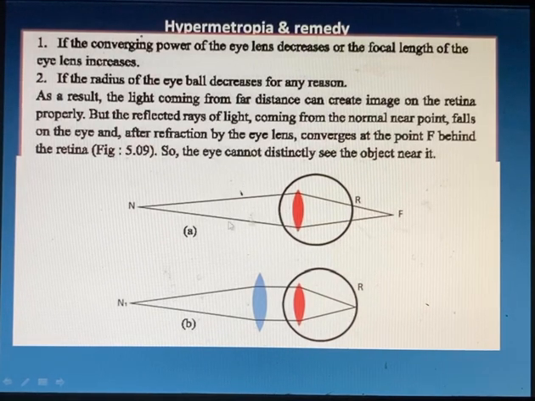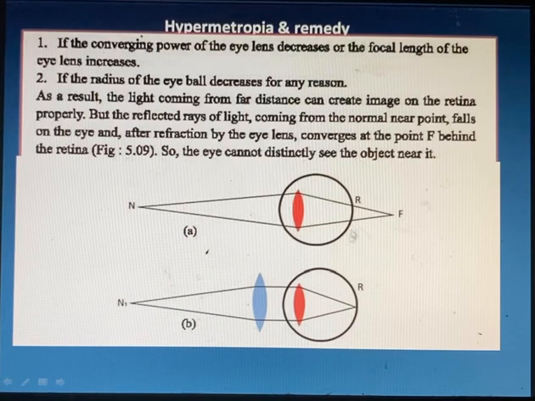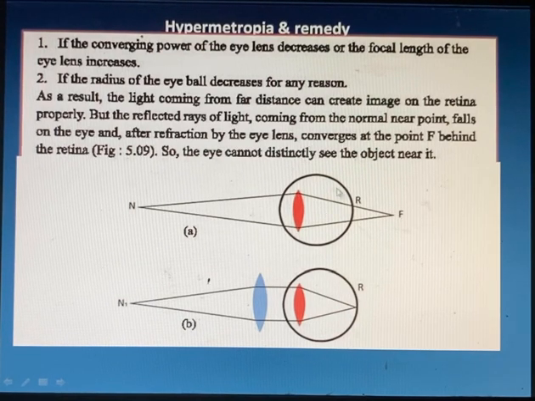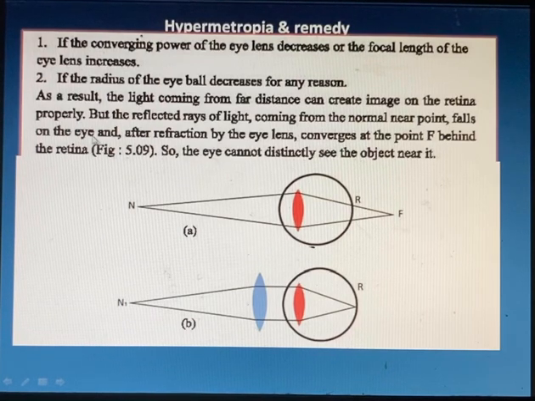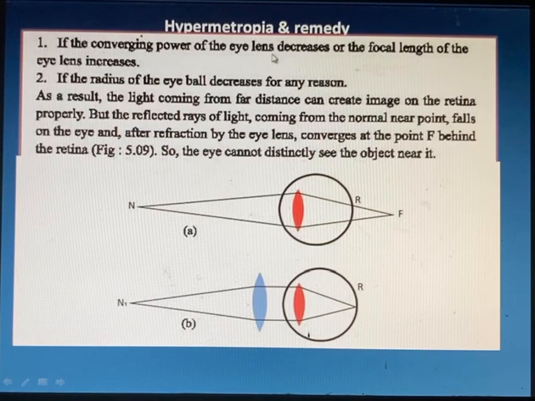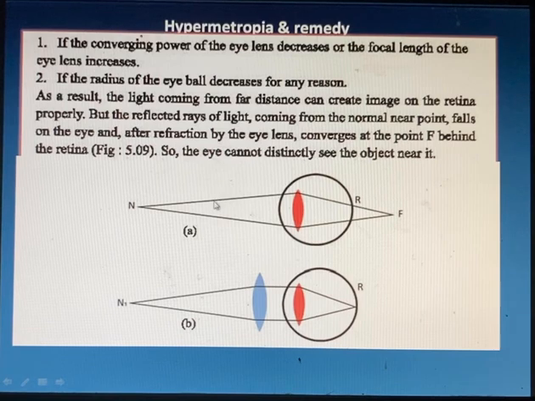But in case of hypermetropia, what happens? The patient can see the far objects clearly, but they cannot see the near object clearly. That is called hypermetropia. Two reasons are there. If the converging power of the eye lens decreases, that means this is the eye lens, light rays are falling from here coming inside the eyeball. That is the precise structure of the eyeball. However, at this position, optic nerves are connected.